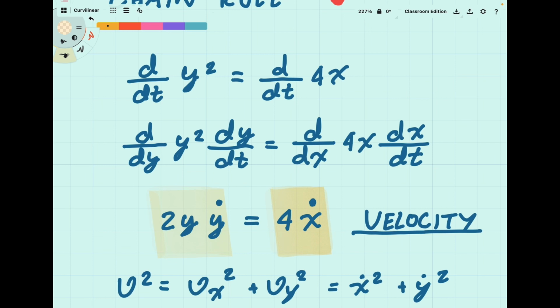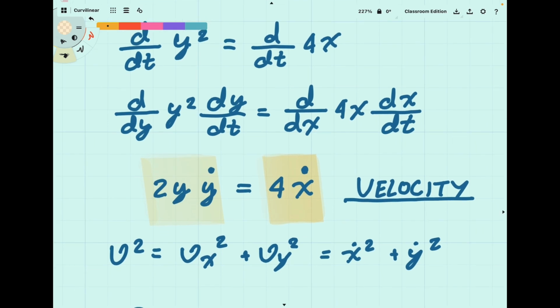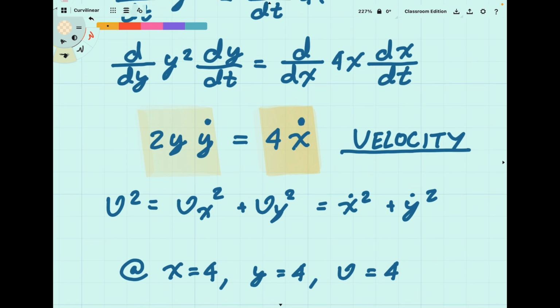Still can't solve that for anything useful with the information given, but we know the magnitude of velocity, which is the components of x and y combined vectorially, and that's done through v squared. Well, v is equal to vx squared plus vy squared, summed, rooted. Dot notation.